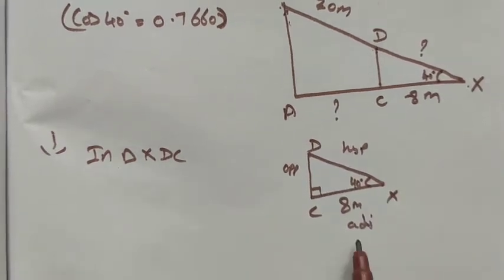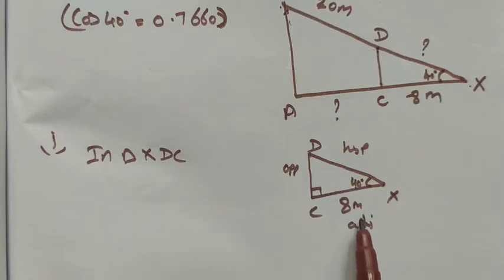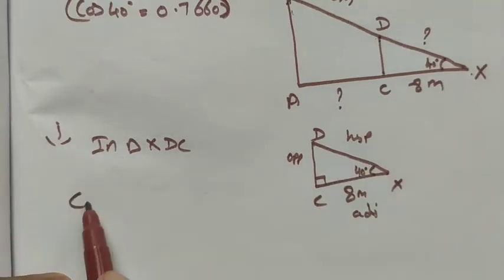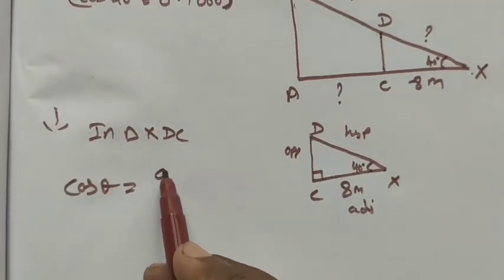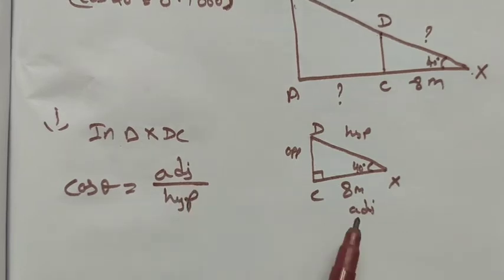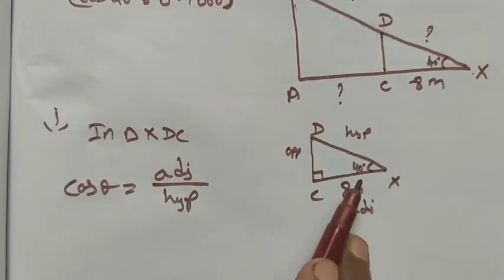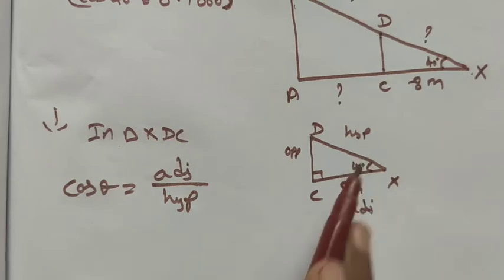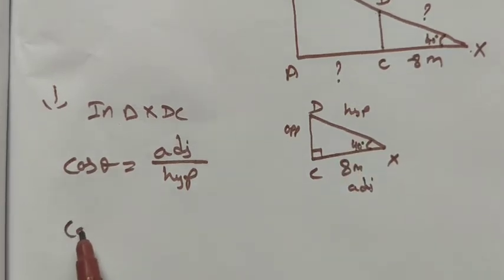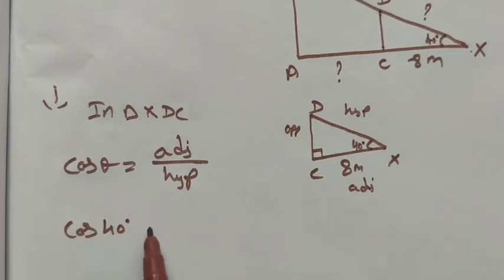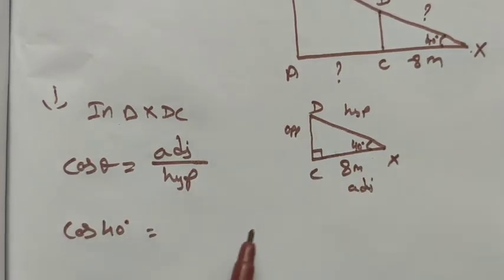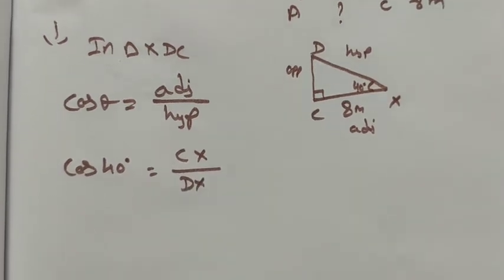Now we have to consider the adjacent and hypotenuse sides. The relation between the adjacent and hypotenuse sides is cos theta equal to adjacent divided by hypotenuse. The adjacent side is given and we want to find the hypotenuse side. Here theta is 40 degrees. So cos 40 degrees is equal to the adjacent side CX over the hypotenuse side DX, or XD.